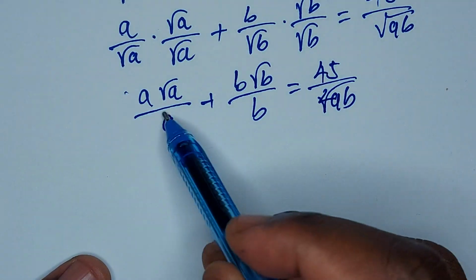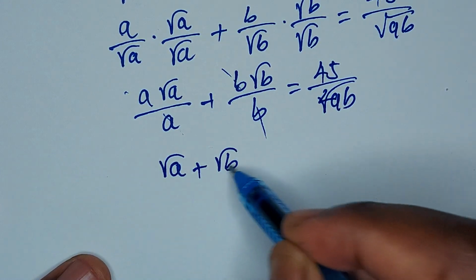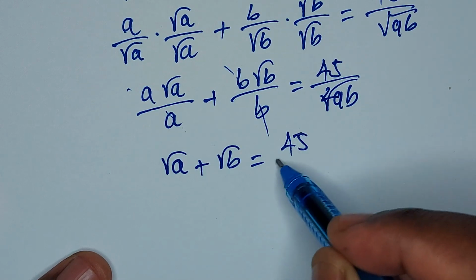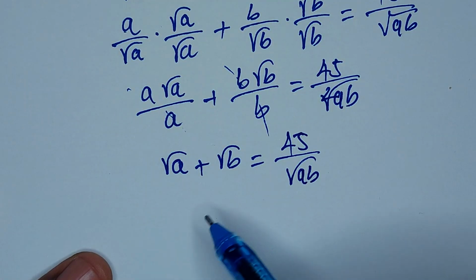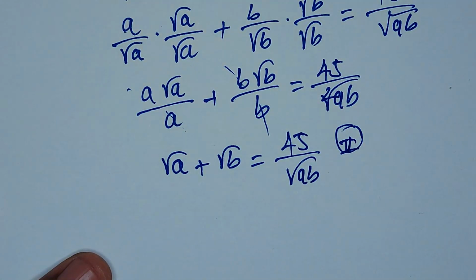So now we cancel this and this, and we have square root of a plus square root of b. This is going to be equal to 45 divided by square root of ab. Okay, so this is the transformation for our second equation.